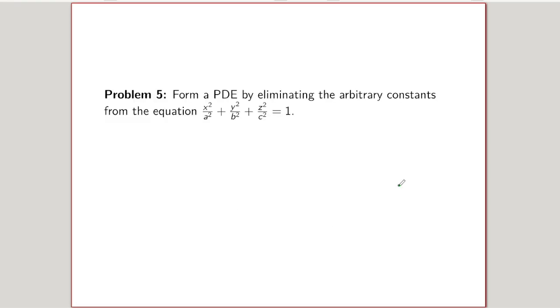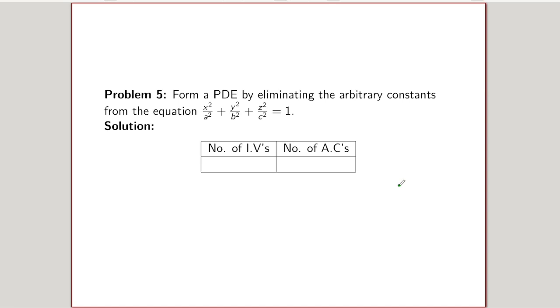So next problem, form a PDE by eliminating the arbitrary constants from the equation x squared by a squared plus y squared by b squared plus z squared by c squared is equal to 1. So the number of independent variables in this equation is 2 and the number of arbitrary constants is 3. Since the number of arbitrary constants is greater than the number of independent variables, we will be getting a PDE of second order.